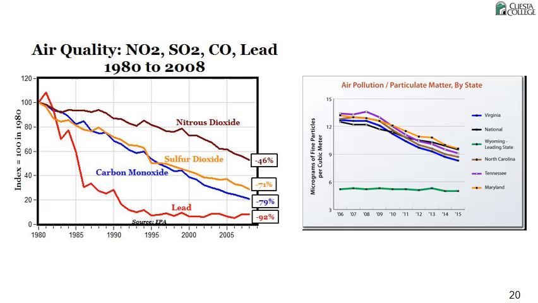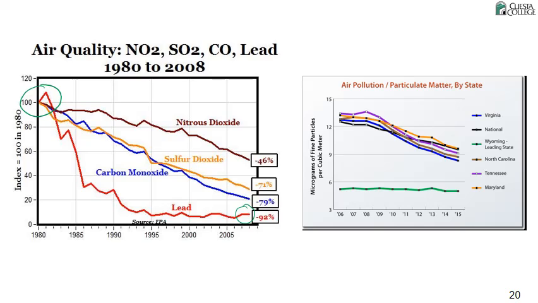Now, this is not all doom and gloom there. A lot of great things have happened in our atmosphere in my lifetime. If you look at the left-hand graph, this is the air quality measured as nitrogen dioxide, sulfur dioxide, carbon monoxide, and lead for 28 years, 1980 to 2008. The emissions index started at 100 in terms of how much stuff was in the air. By the year 2008, you can see lead has plummeted, largely due to the phase out of leaded gasoline.